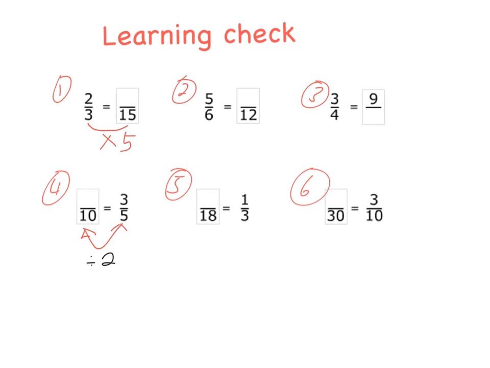And I said before, what I do to the bottom, I must do to the top. So I'm going to write divide by 2 up here. And what number divided by 2 gives you 3? They've given you this part, we need to fill out this. So what number divided by 2 gives you 3? And the answer is 6. So there are a few questions for you guys to try. These ones here are going from small to big, small to big, small to big, so your operation will be multiplication. And here we're going big to small, big to small, big to small, so your operation here will be division.